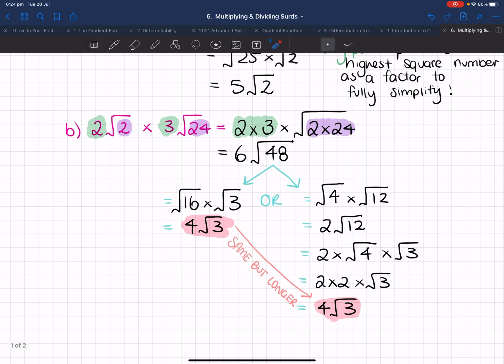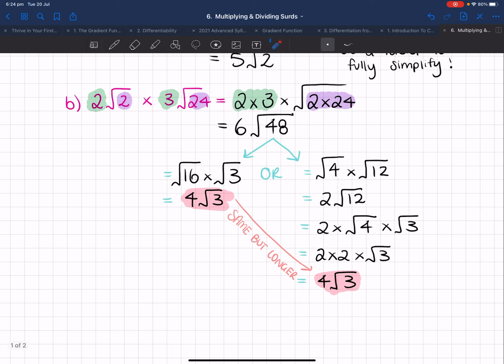I've realised I didn't finish this. We get the square root of 16 is 4, and then 4 times the square root of 3 is 4 square root 3. Whereas over here, if we use the 4 and the 12, that becomes 2, and then it's 2 square root 12. However, the square root of 12 can then be broken down into 4 and 3, which means we get the same answer. You just have to break this down twice. Whereas if you pick the highest number first, you get to the simplest answer the quickest.